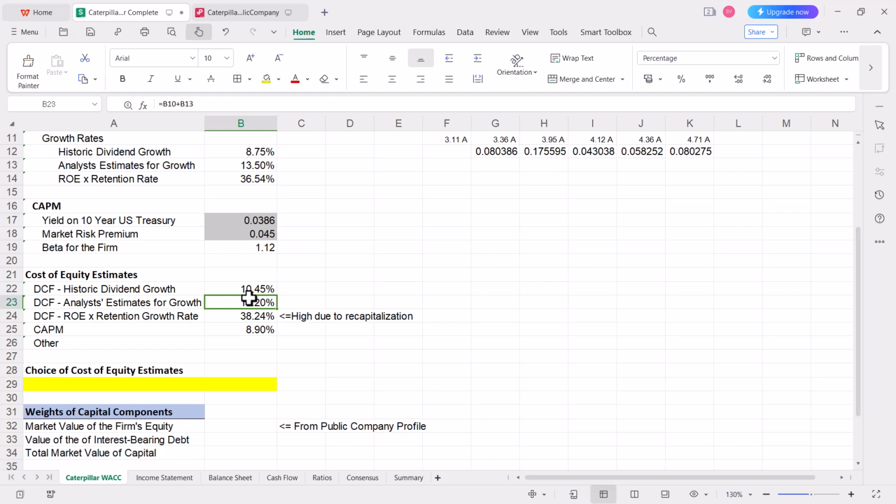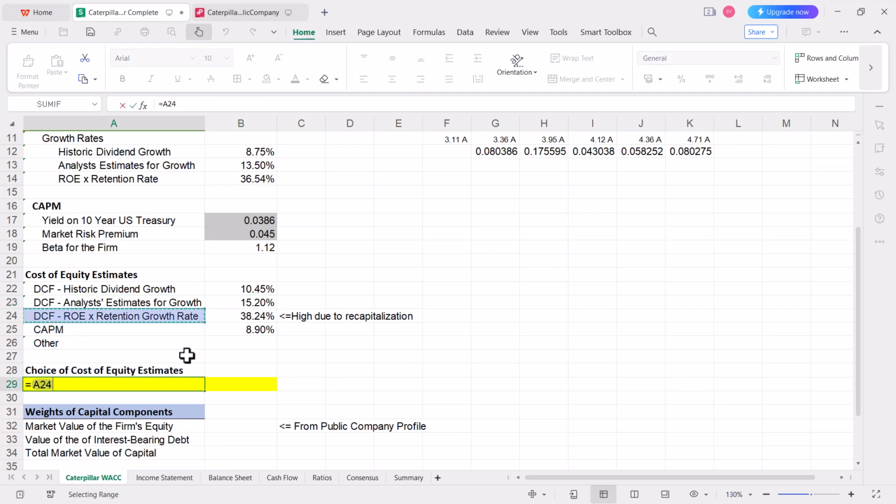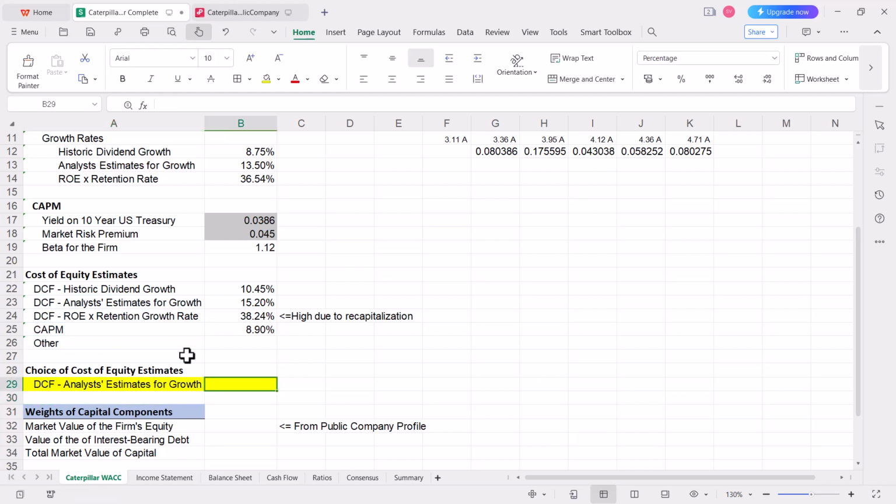Select the one that you think best, and that you can justify as best representing the required rate of return for that stock. So for me, if I were to look at these four and had to select one, I would probably select the analyst estimates for growth option here. And the reason being is that the company has some risks, and we're going to see this when we look at the balance sheet in a minute. But the company has some risk with financing.